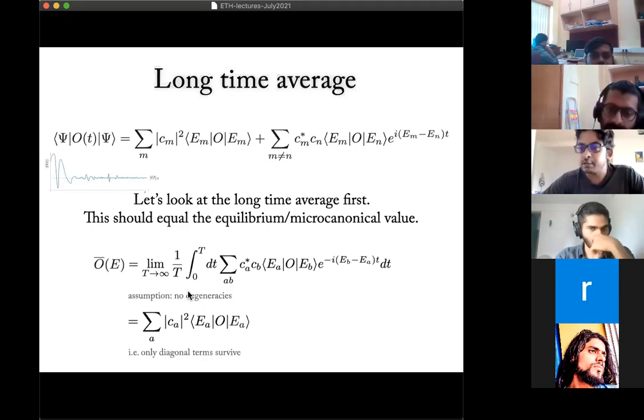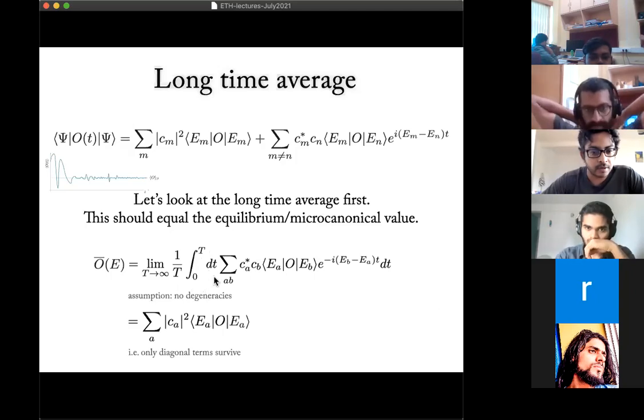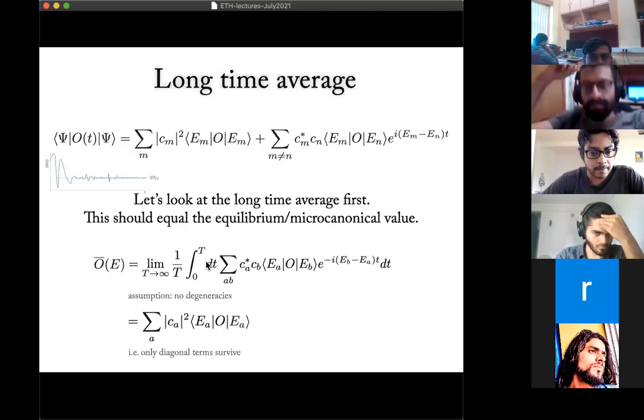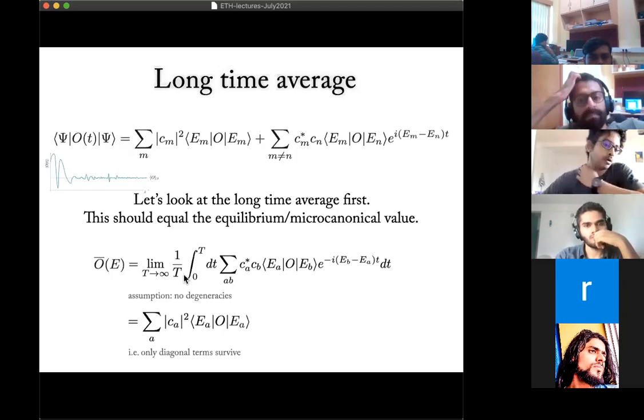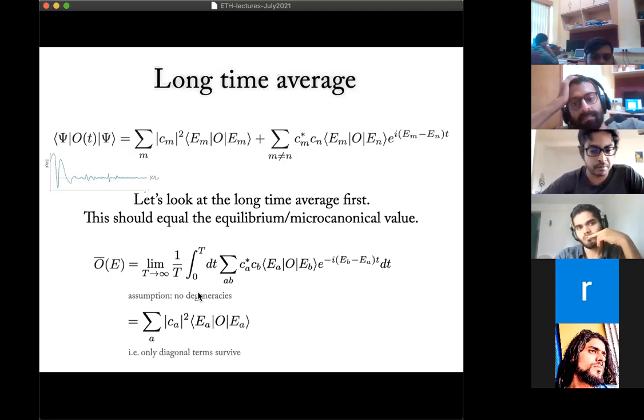So we take the time average. We take this, and this is a sum over all A and B, and we integrate from 0 to T and take the long time average, which is this. Okay, so we are assuming no degeneracies at this point, but that's not too important for the essence of this argument.